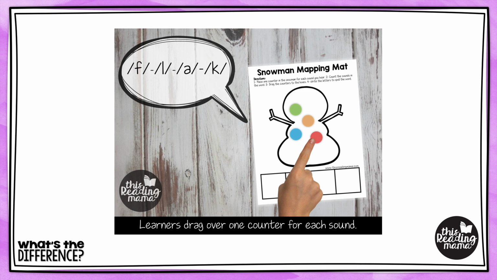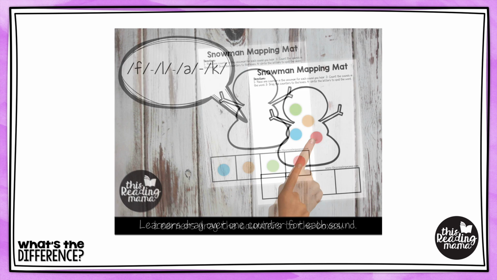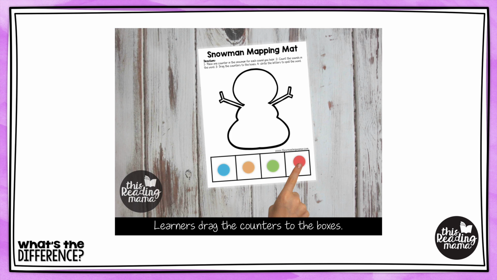And then learners will drag one counter over for each sound, one for each phoneme that they hear. And once they pull them over, you're going to ask, how many sounds are in the word flake? That's right. There's 4 sounds in the word flake. And I would even have a student maybe repeat what those sounds are. Once learners have counted the sounds, they're then going to drag the counters down into the boxes below.